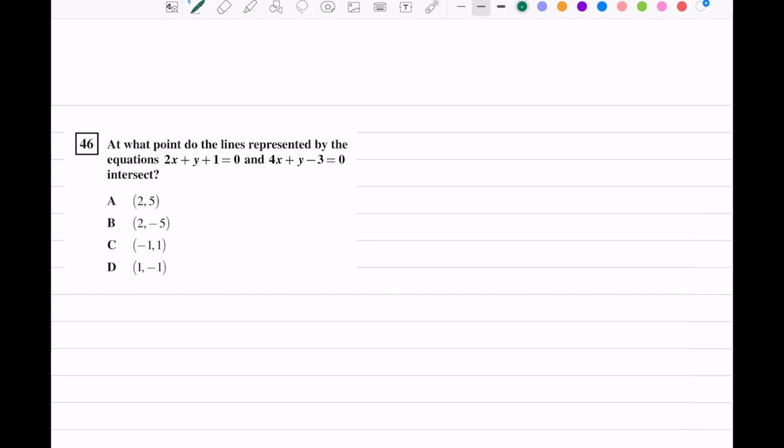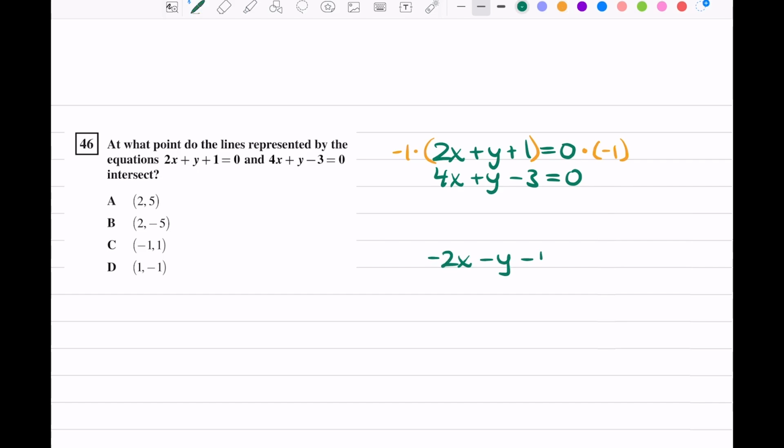The way these equations are set up is perfect for combining. We can pick either variable to get rid of, but it looks like y is the easiest one. We just need to multiply our first equation by -1. Rewriting our first equation, we have -2x minus y minus 1 equals 0. And our second equation stays the same.